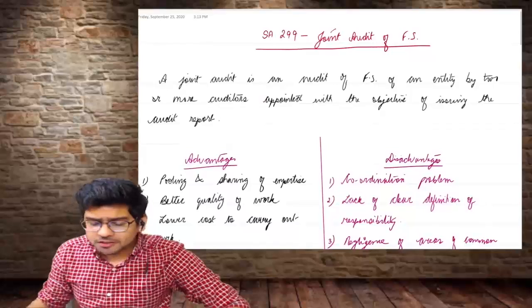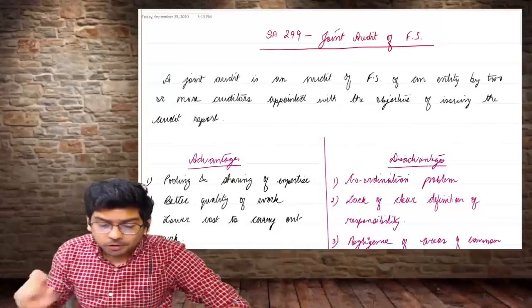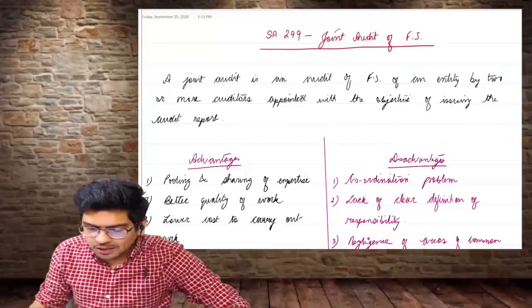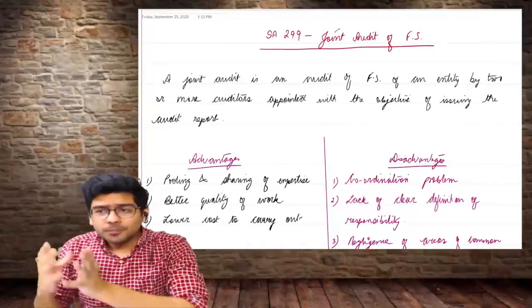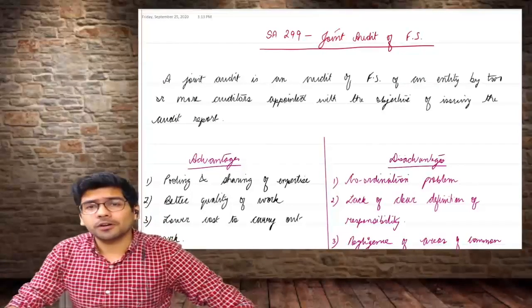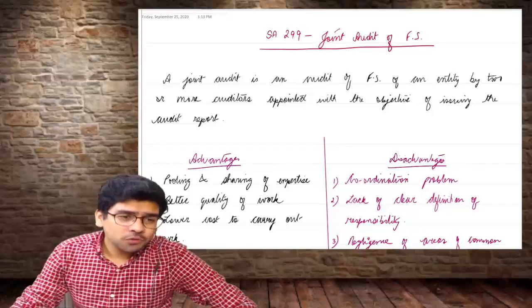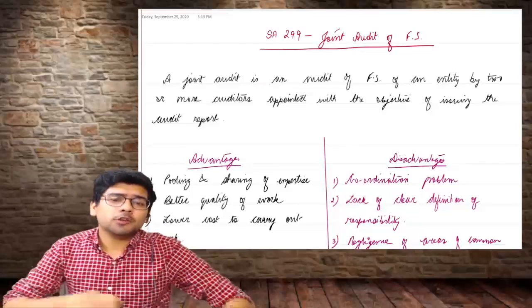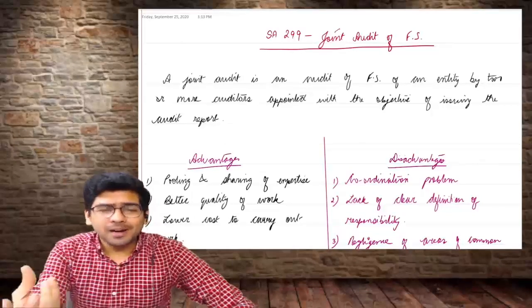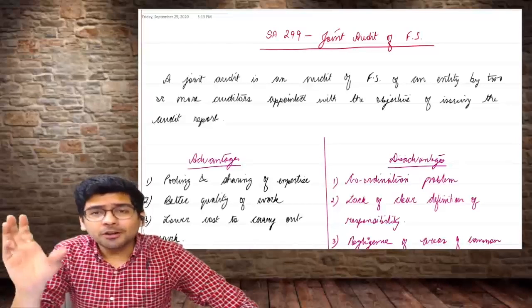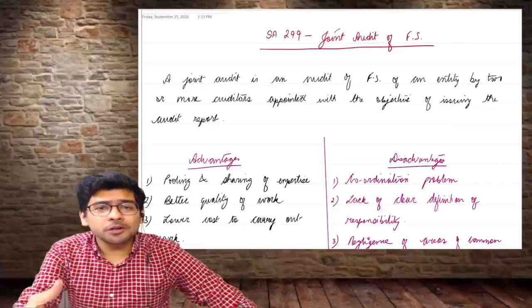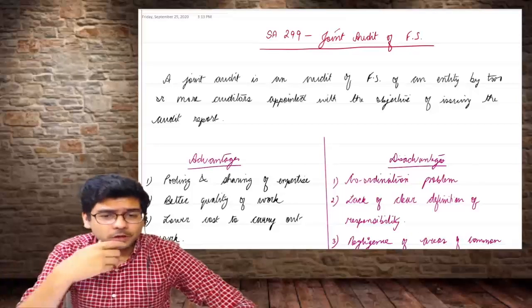It says a joint audit is an audit of financial statements of an entity by 2 or more auditors appointed with the objective of issuing the audit report. So each of the auditors in my example will be called joint auditors, right? Now why did the concept of joint audit evolve? Very practically, if you think, obviously it is a very obvious answer. Is the concept of joint audit more popular in big companies or small companies?